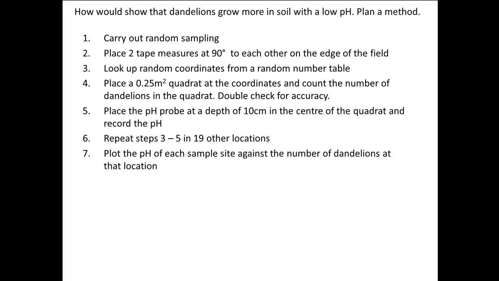Then I'm going to plot the pH of each sample site against the number of dandelions at that location, and then I get a scatter graph. Done. That gets 6 marks. Everything's got a number to it. It's therefore specific. Someone could follow this and do it, and they won't have to ask any questions. A perfect 6-mark answer.